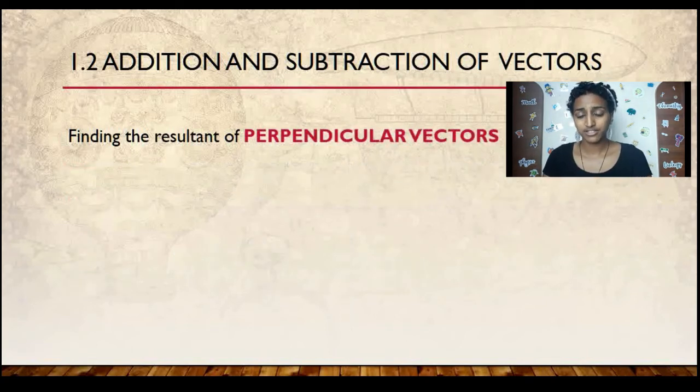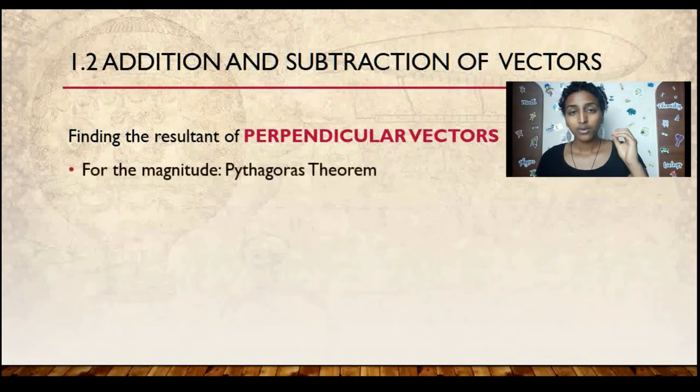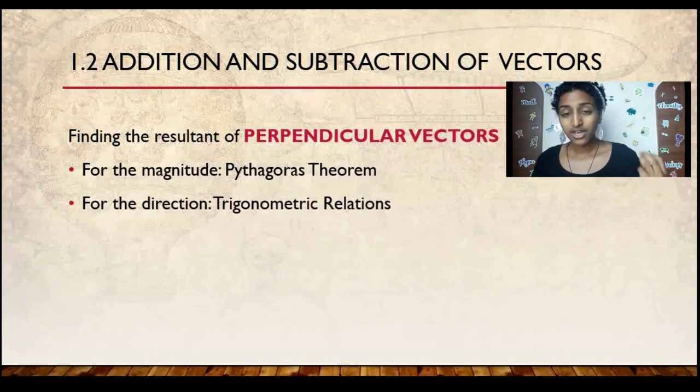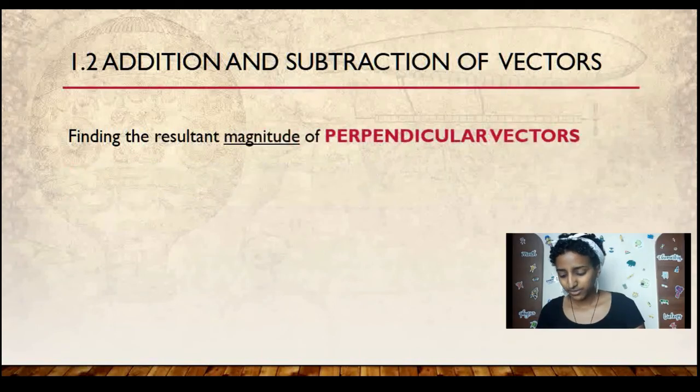Next, we have perpendicular vectors. Now, in order to add and subtract perpendicular vectors, you have to really think of two things separately: finding the magnitude of the resultant and finding the direction of the resultant. Let's start with finding the magnitude of the resultant. You have to use something called the Pythagoras theorem. To find the direction of the vector, you have to use trigonometric relations. So we're going to look at each of these separately in case you need to refresh some of your mathematics theorems. Now, starting with the magnitude, we are going to use the Pythagoras theorem.